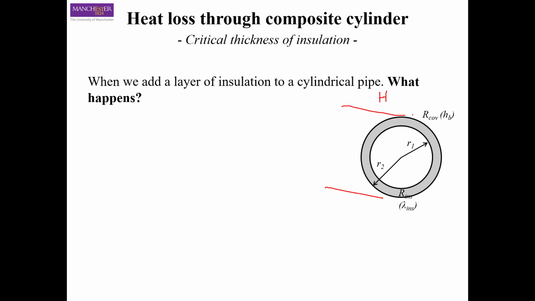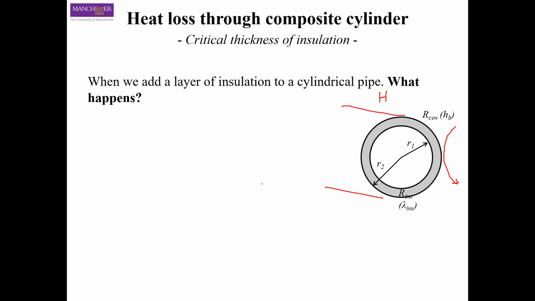Let's say you have a pipe of radius R1, and the radius of the pipe plus the insulation is R2. It means that R2 gives you the thickness of this insulation. The resistance due to insulation is R insulation. And outside this pipe, you again have convective heat transfer due to the environment. The heat is being lost to the environment, and that is R convection.